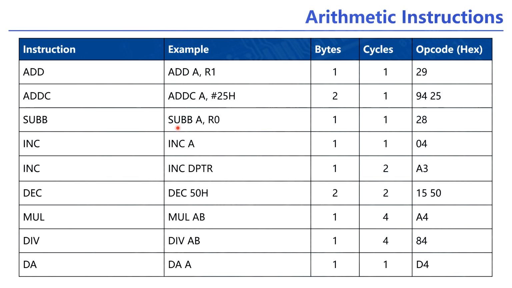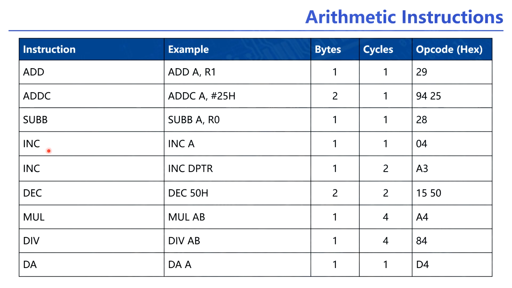Now, for subtraction, SUBB is the instruction for subtraction. So subtraction SUBB A comma R0. This instruction is a 1 byte instruction, and it will be executed in one machine cycle, remember. The opcode of this instruction is 28. What is the use of the opcode? We have already seen in the previous lecture. If you have not done the previous lecture, first see the previous lecture.